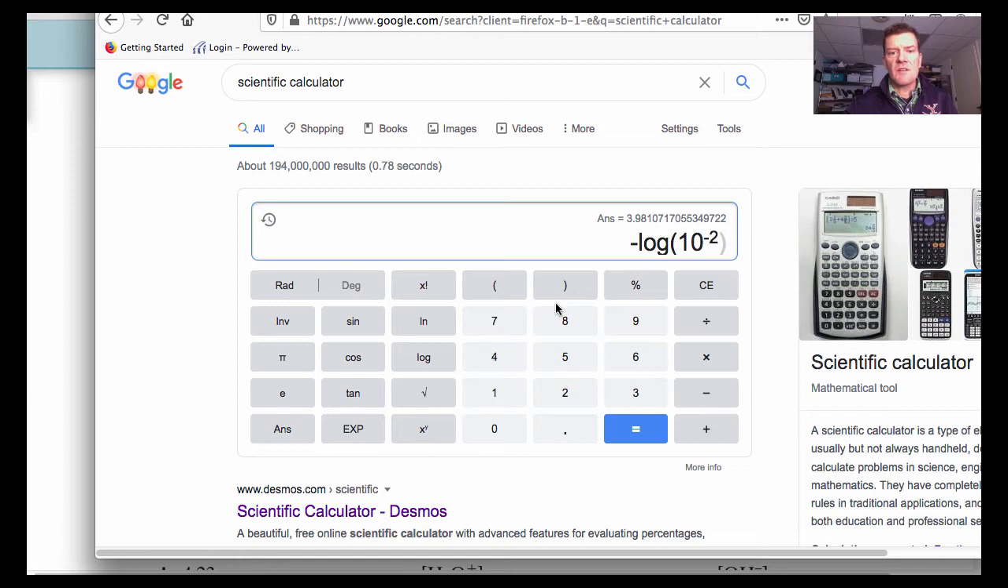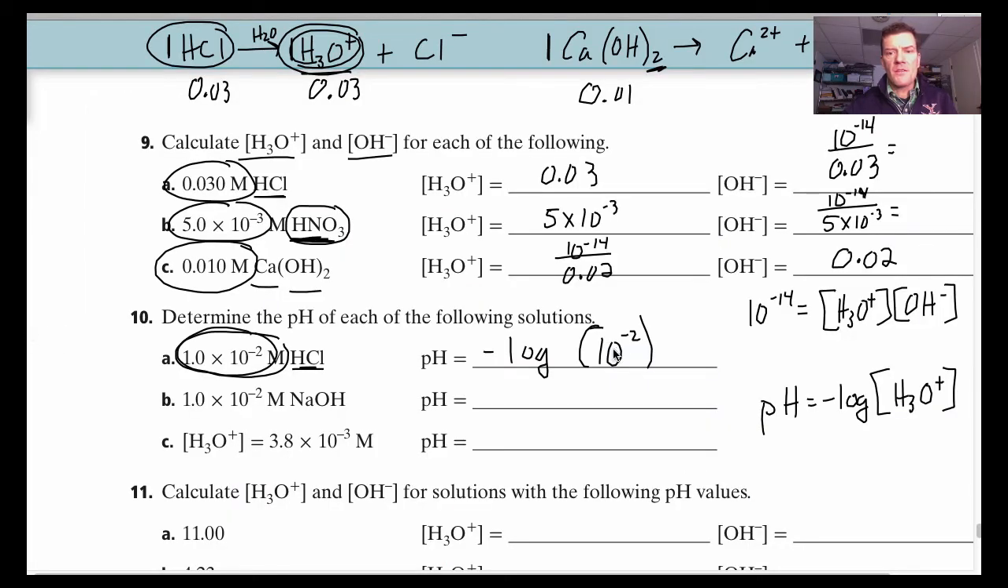Just like that. Close parentheses, and that equals 2. Why? Because the log of 10 to the negative 2 is negative 2. And then we're going to take the opposite of that. It's going to be a positive 2. Done. A low pH, pH below 7, means it is acidic.